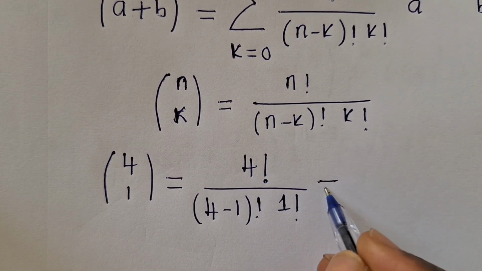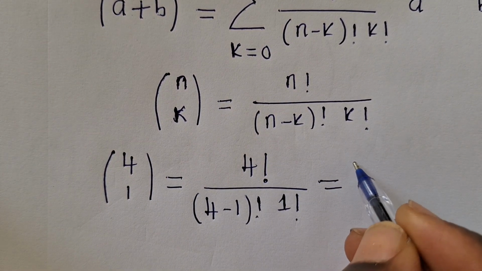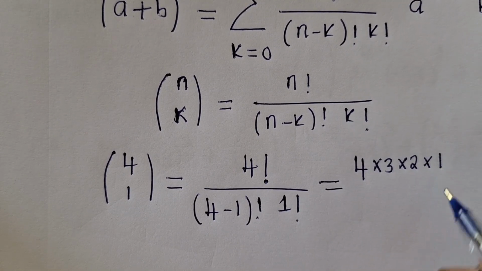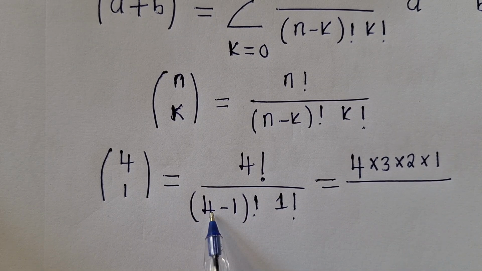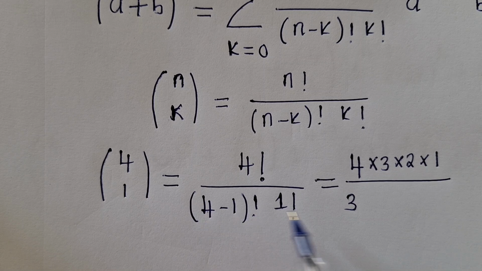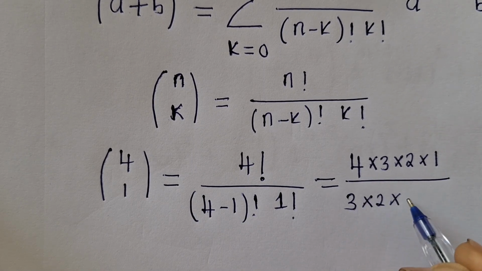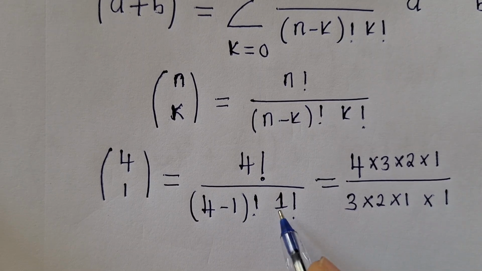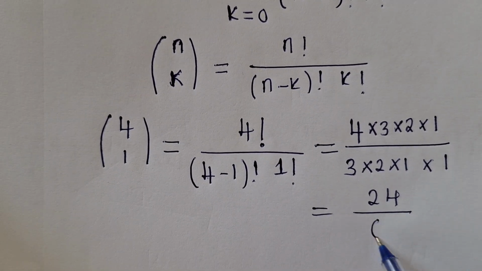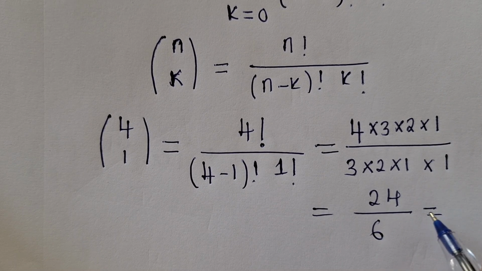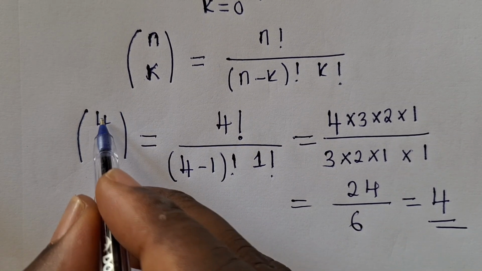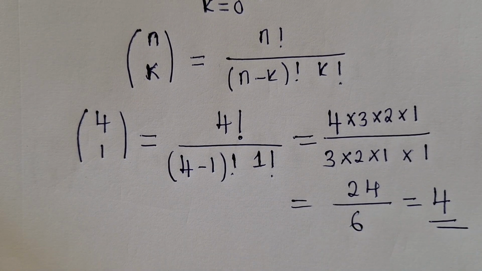When we say factorial, it simply means get 4 times the number that follows, times the number that follows, all the way to 1. Here there is a 3, because 4 minus 1 will give us a 3. So 3 times 2 times 1, and then times 1 factorial, which is just 1. When we simplify, we're getting 24 over 6, which will just give us a 4. So we know that 4 choose 1 is 4.